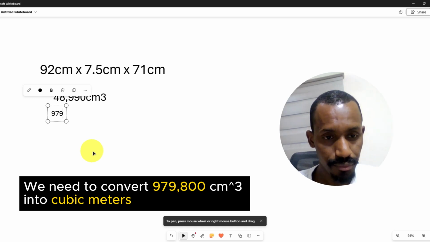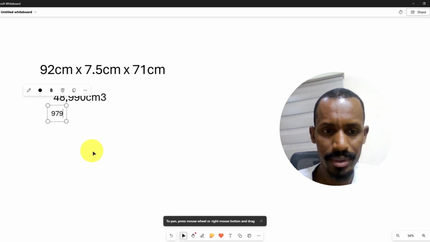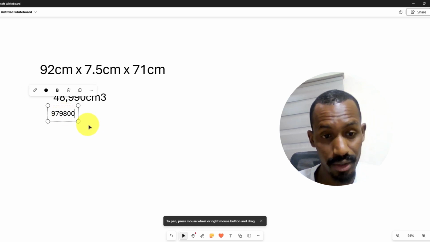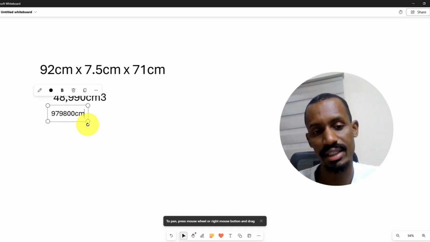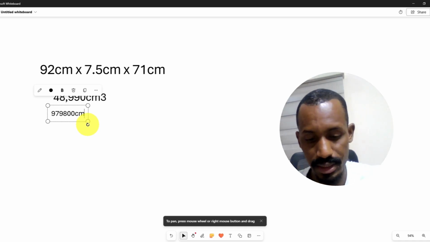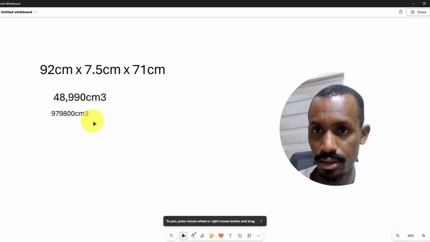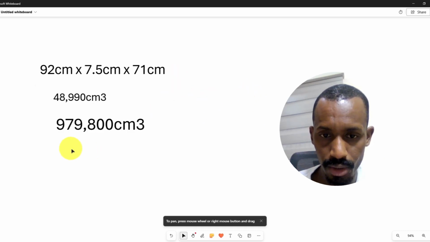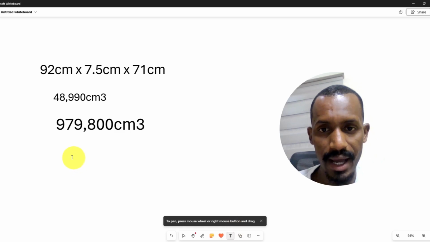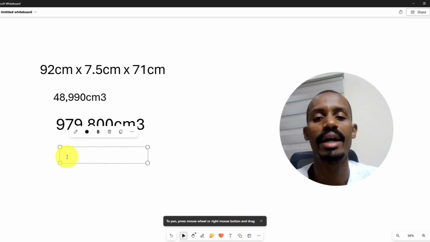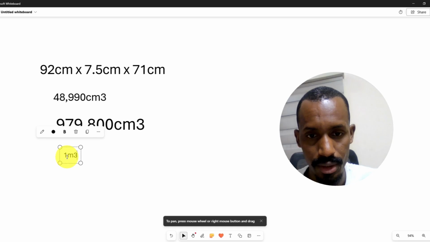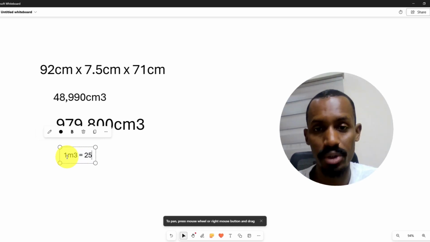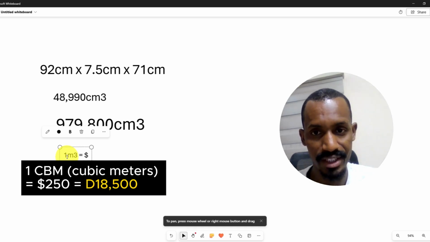So 1 meter cube is this thing. How much do you think it is going to be in dollars? So if we bring it here, we are going to say 250 by 74. So each CBM they charge us 18,500. This is what they charge us for each CBM, 18,500.